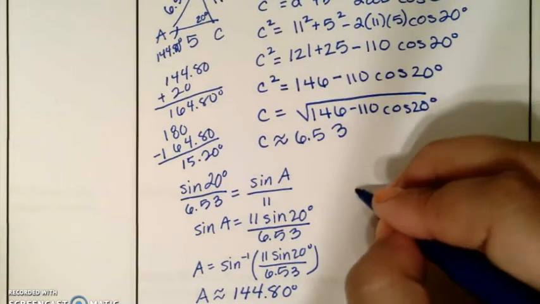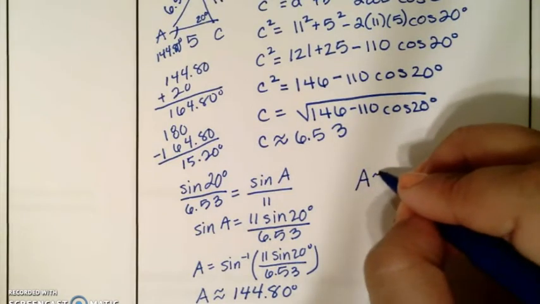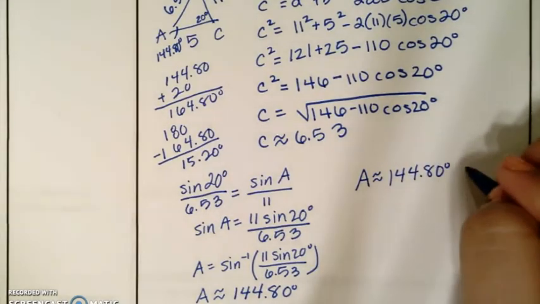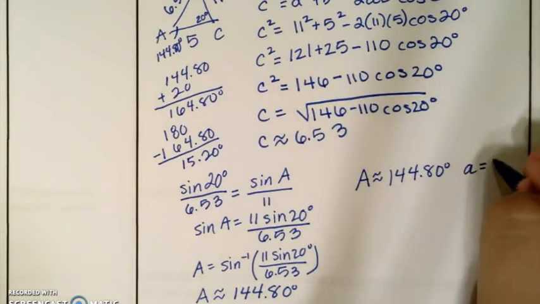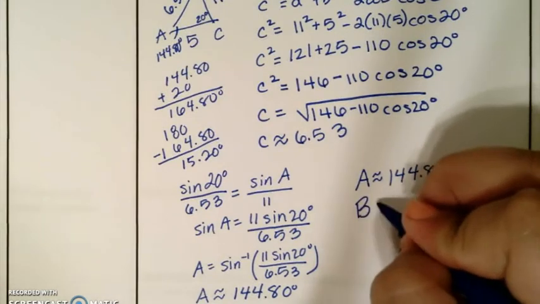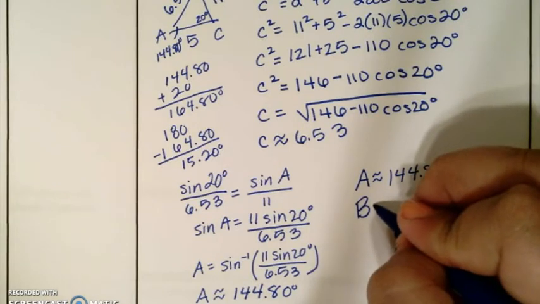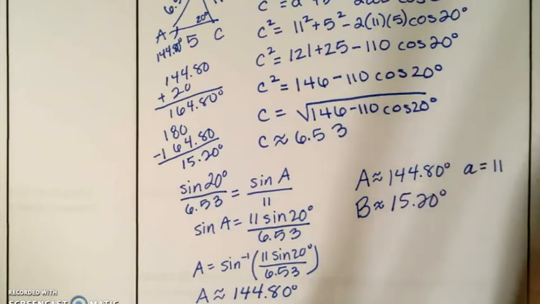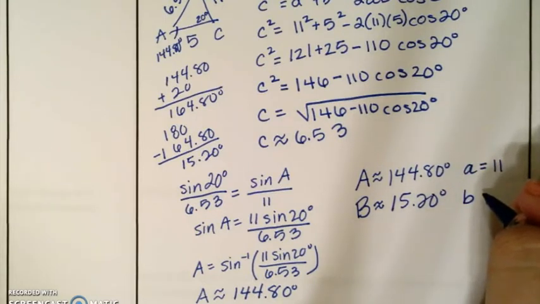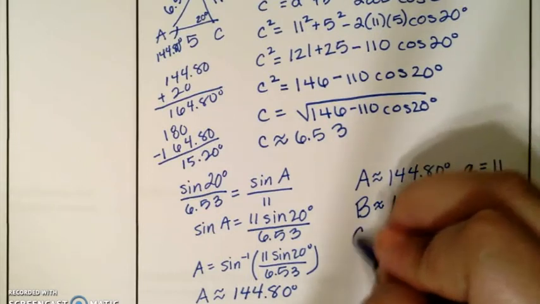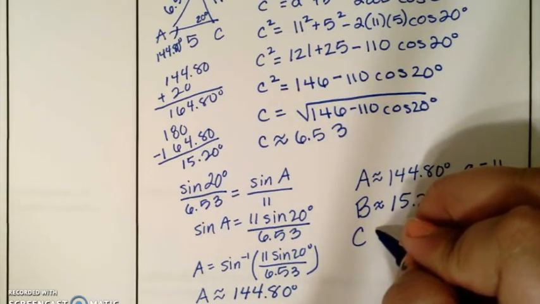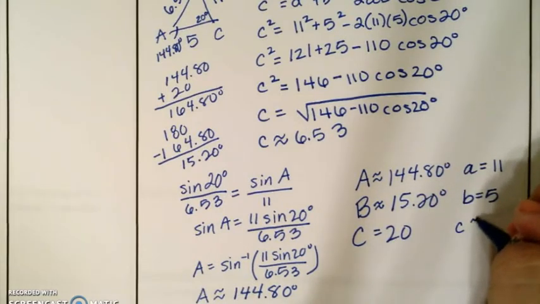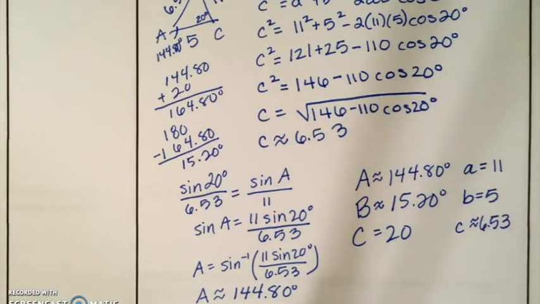So for our solution, we have that the measure of angle A is approximately 144.80 degrees. Side a has a measure of 11. Measure of angle B is approximately 15.20 degrees. Side b has a measure of 5. Measure of angle C is 20 degrees. Side c has a measure of approximately 6.53.